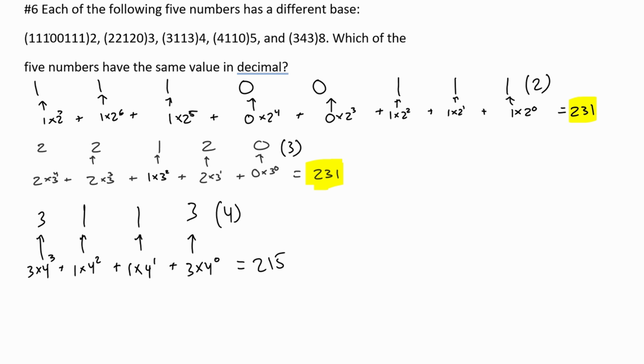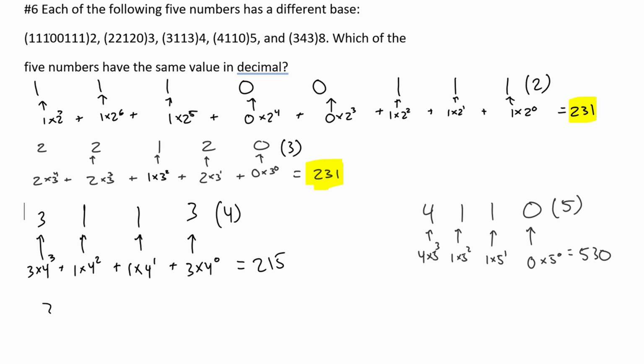Next, we have 4110. I'm going to do this over here. We have our 4, we have our 1, we have our 1, and we have the 0. And this is for the base of 5. In this one, we're going to have 0 times 5 to the 0th. And here, we are going to have 1 times 5 to the first. And here, we have 1 times 5 to the second. Here, we have 4 times 5 cubed. And this is going to give us the value of 530, not the same as any of the other ones so far. So we're going to go and look at 343 with the base of 8.